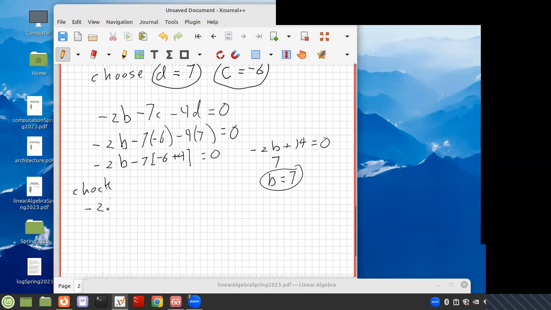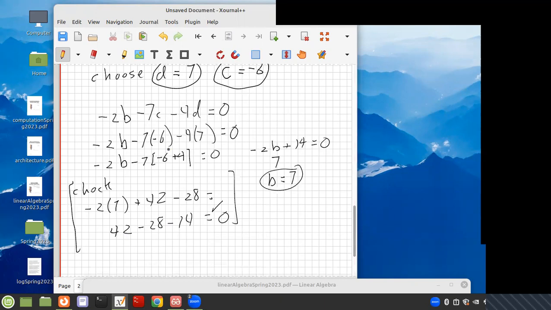Just to make sure, minus 2 times 7 plus 42. Well, why don't I just do it a different way? Plus 42, 4 sevens is 28, right? And so this is 42 minus 28 minus 14, and this is 30, 42, so it checks out to be 0. So that was just a check to make sure that I didn't make an arithmetic error.